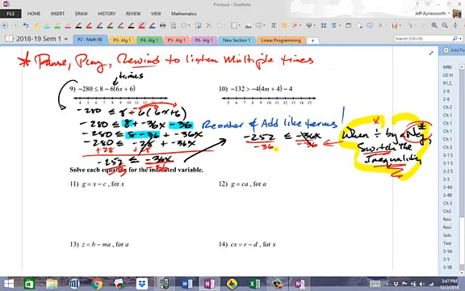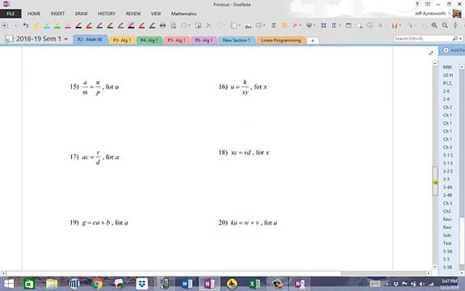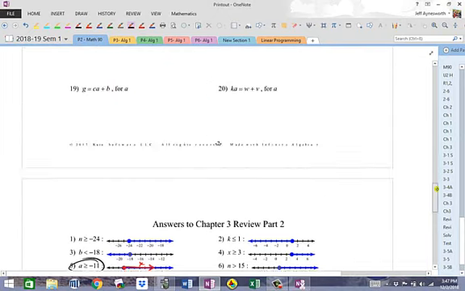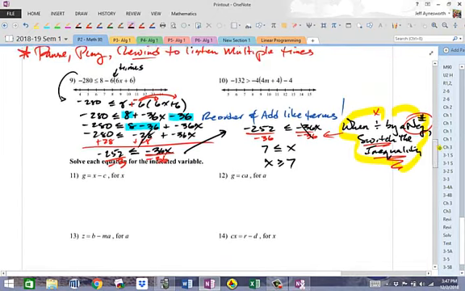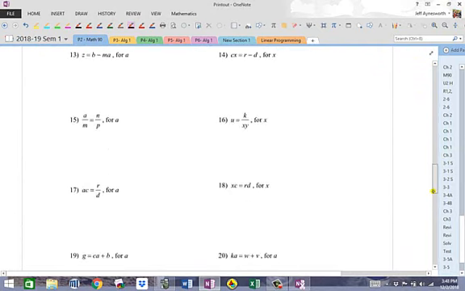Okay, so we get 7. What do we have? We have 7 is less than or equal to x. And if that's true, then x is greater than or equal to 7. And this is number 9, right? So let's check it. Number 9, x is less than or equal to 7. Okay, hang on, what happened here?